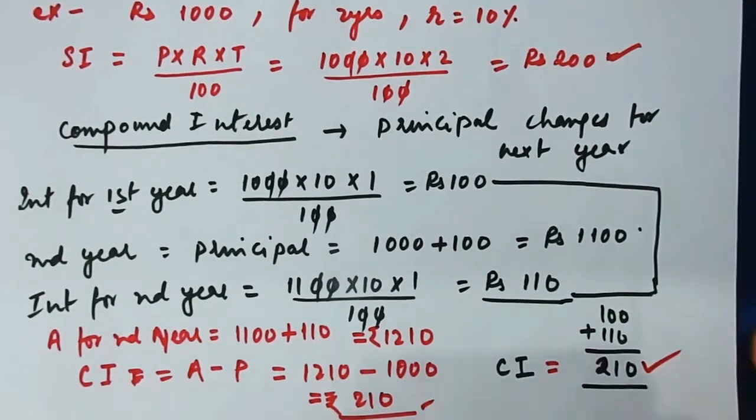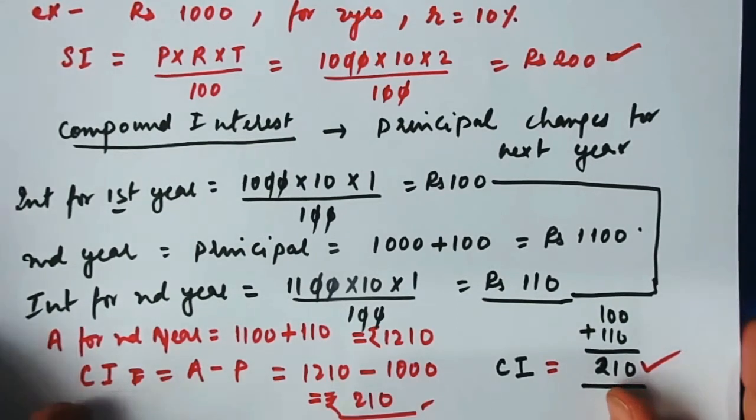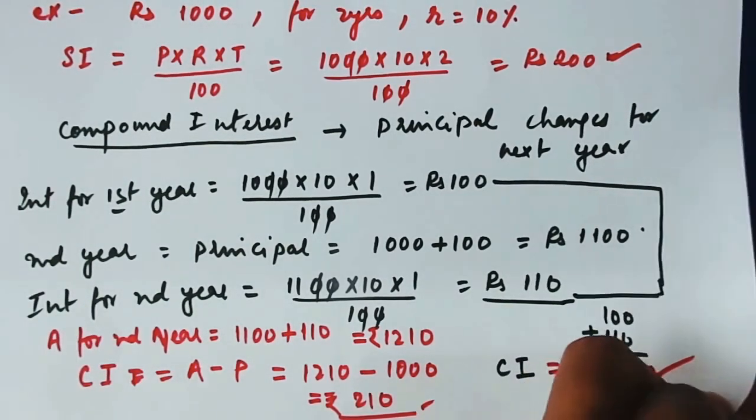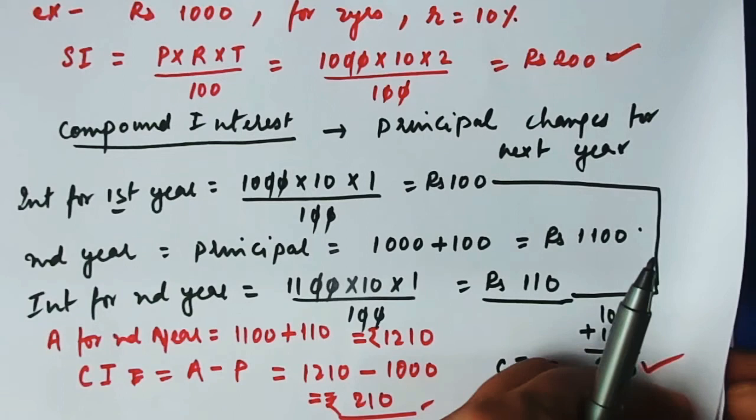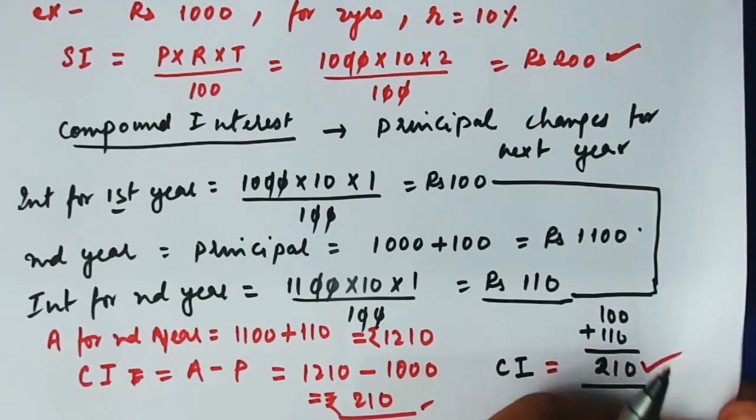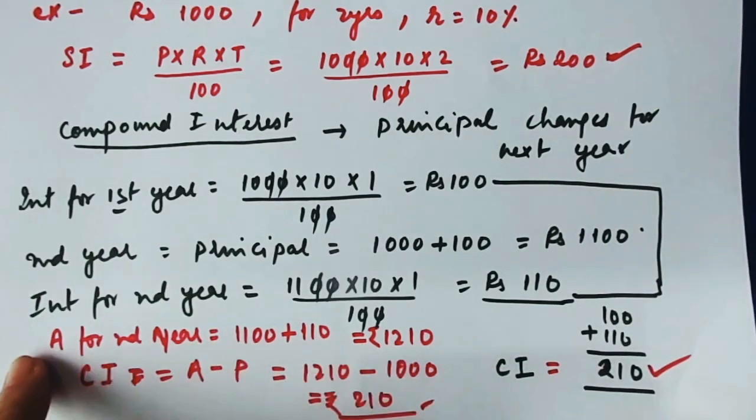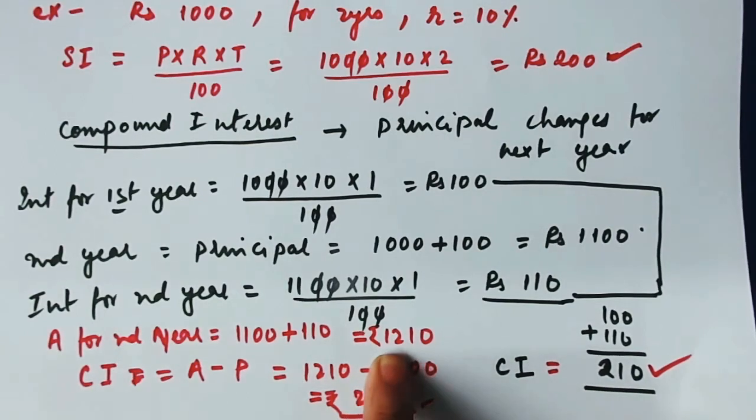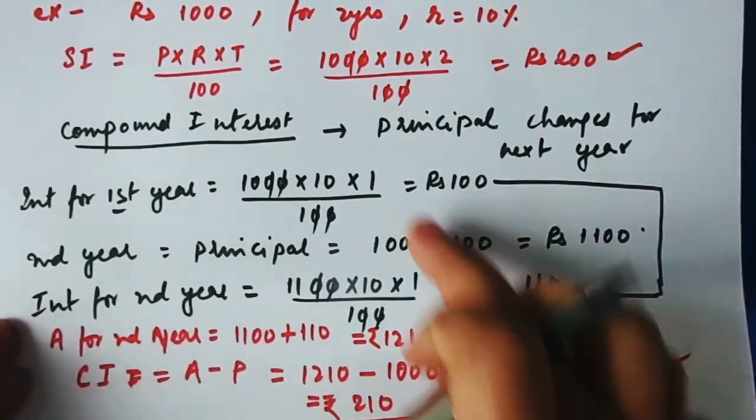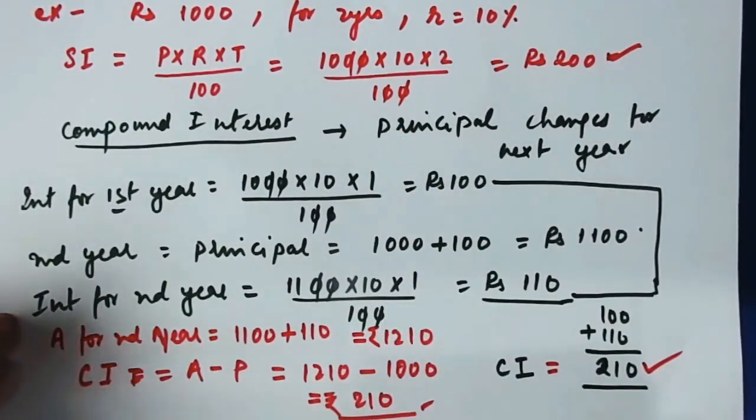Okay. Now I'll teach you one more technique. Before we proceed, I'll teach you one more technique. Here we had found out our amount as 1210. Instead of going into all these details, we shall use the formula method, isn't it? Let's see what this formula method is.